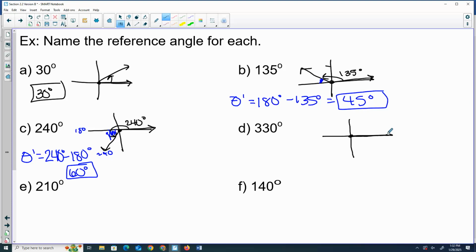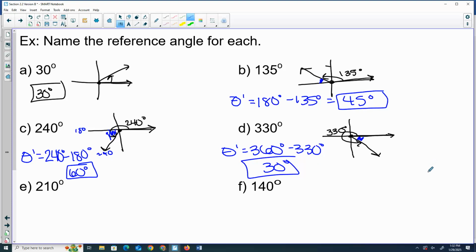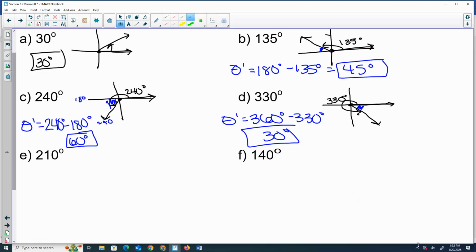I said 330. It's 90, 180, 270, 330. So it's taking me all the way over here. So in this one, the distance to the x-axis is this final angle here. So this time, what are we going to do? I get 30 degrees. Okay, you guys try E and F. See if you can figure out what those reference angles would be.